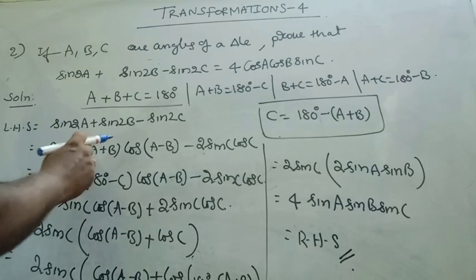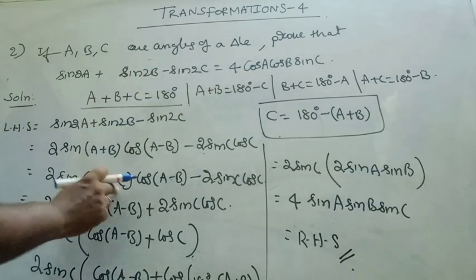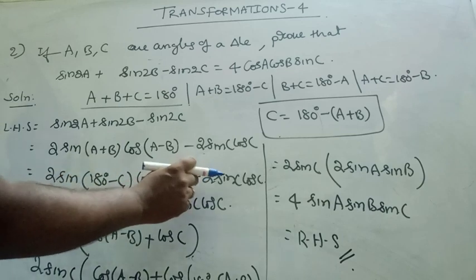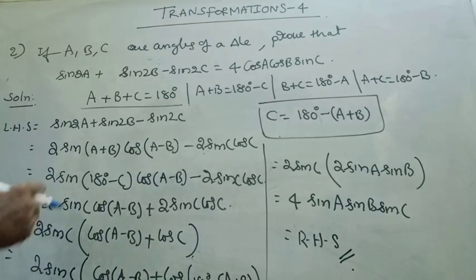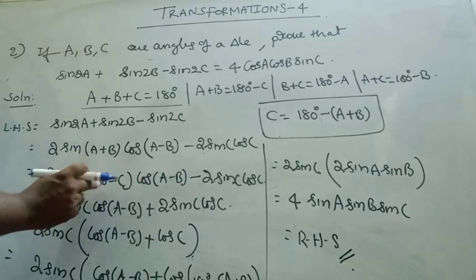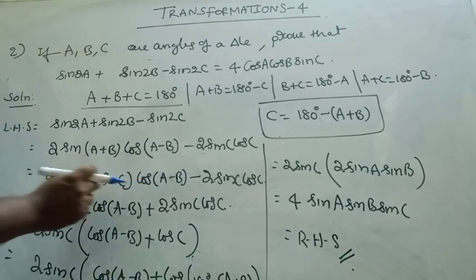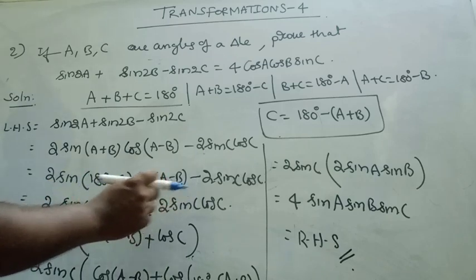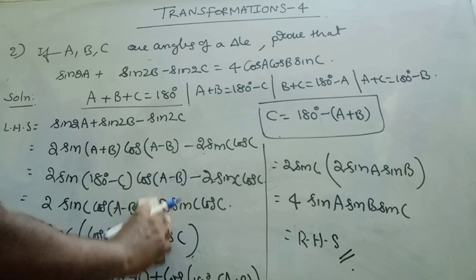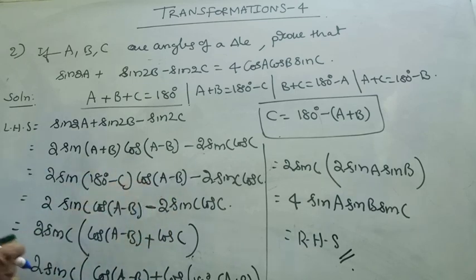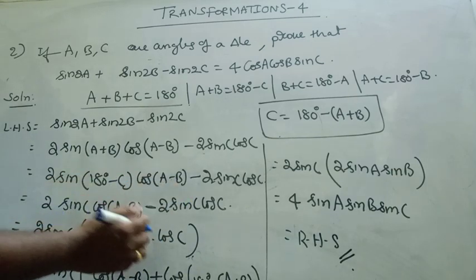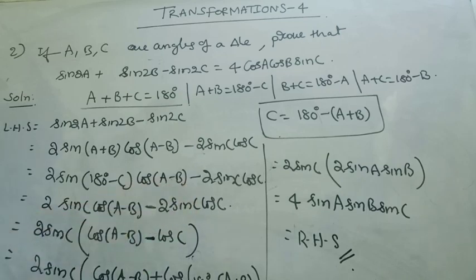Right, now A plus B is equal to 180 degrees minus C. Therefore, 2 sin of 180 minus C cos A minus B minus 2 sin C cos C, like this. However, sin of 180 minus C is sin C, so 2 sin C cos A minus B, and it is not plus here, this is actually minus 2 sin C cos C, right? Fine. Now we take 2 sin C common, and you will have cos A minus B minus cos C, like this.